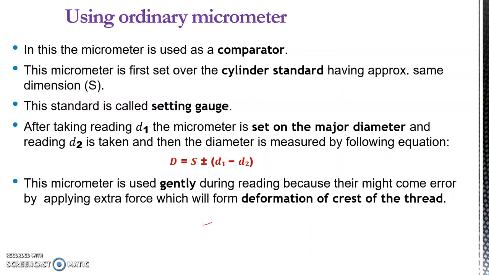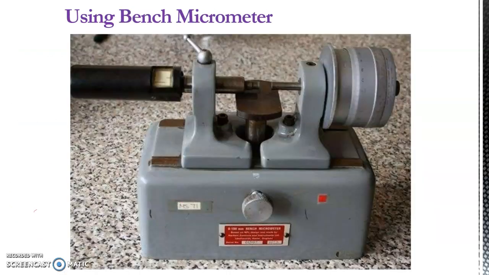Care must be taken not to apply extra force while measuring, because that will affect the accuracy of the measurement. In order to maintain the accuracy of the measurement, we will use a bench micrometer instead of a normal micrometer. And by construction, you can see that this is the bench micrometer. In bench micrometer, everything is fixed to a small table, and at the middle there will be a work holder or work rest, and on that we will rest our threaded portion. And we will have a movable anvil and a fixed anvil fixed like this.